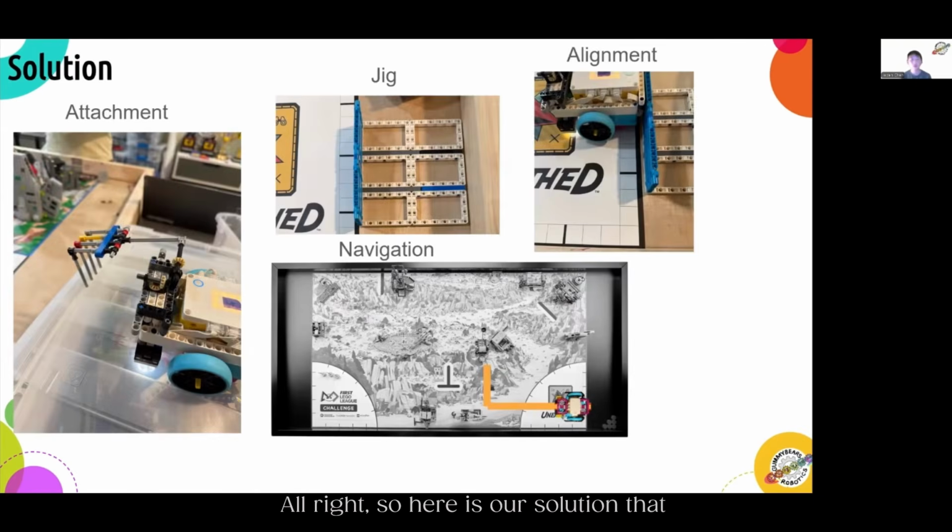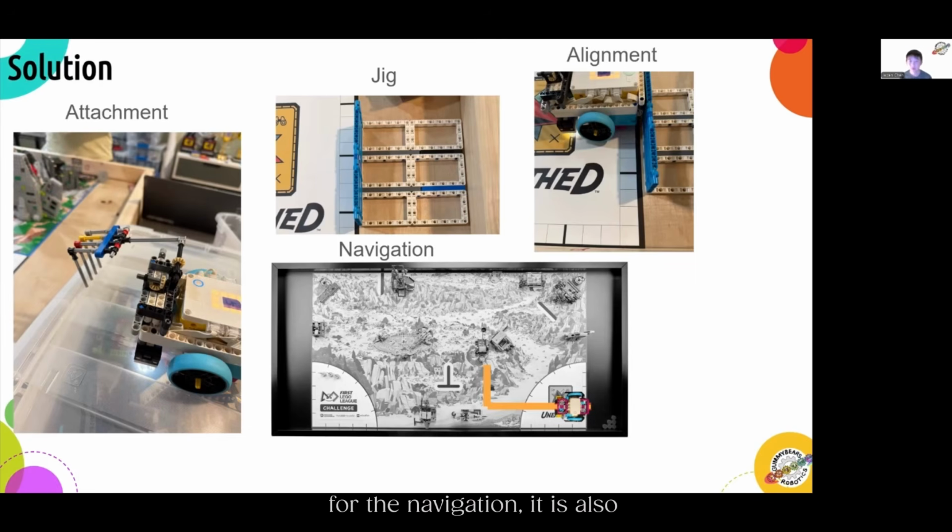All right, so here is the solution that we did for this mission. The attachment, as you can see, we decided to opt for a fork with downward beams, and this is simply attached to the front of the robot on a power transfer. For the jig, we used a simple rectangular jig that connects the wall to the outer border of the home area. For the alignment, we just used the third thin grid line above the first dark gray line.